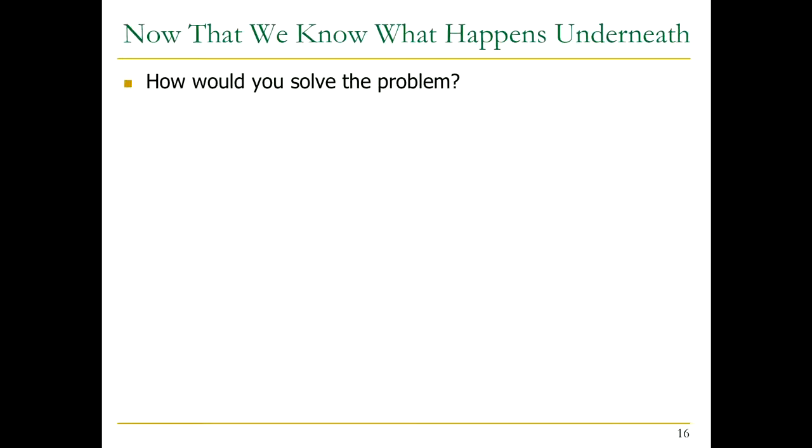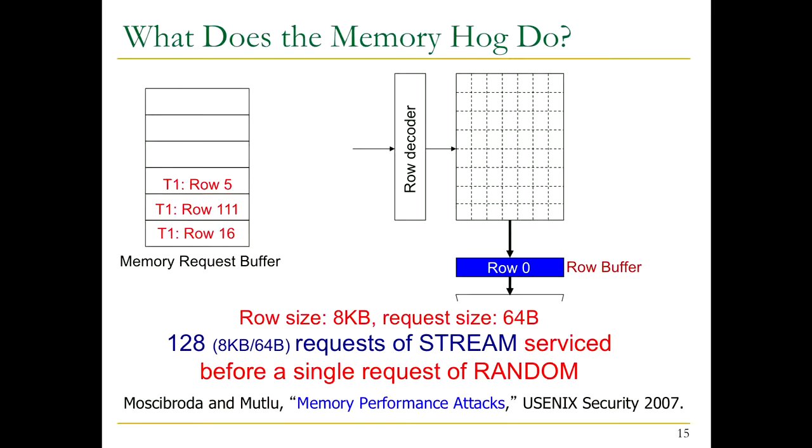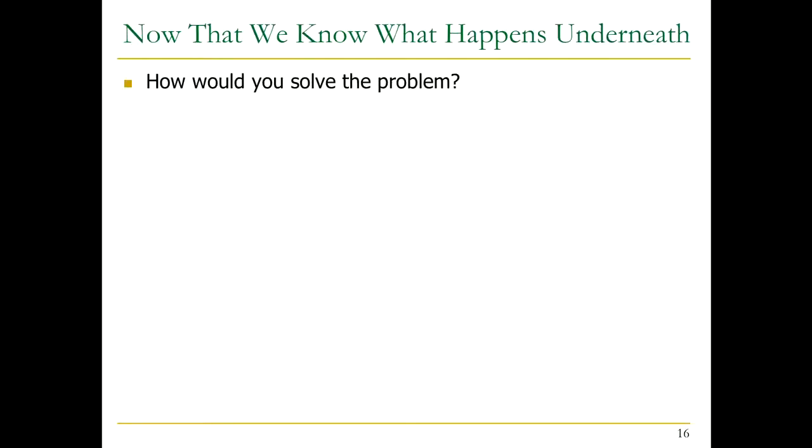Okay, now that, do we know what goes on underneath, at least at some abstract level? Maybe not perfectly, because you don't know exactly how these circuits work, right? But at least you know that there's a resource sharing problem, and the memory controller is picking a request in an unfair manner, but it's doing it to do something good, to minimize the latency, but it's resulting in unfairness. So if you know what's going on, how would you solve the problem? What's the right place to solve the problem?